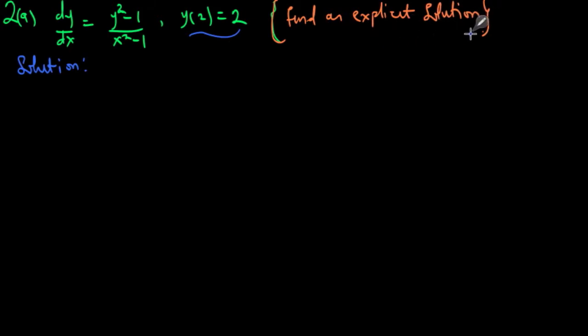Now, to find an explicit solution in this case, what we first do is we want to solve the differential equation so that we can find a general solution, after which we use the initial condition to find a particular solution. So what we have is dy/dx equals (y squared minus 1) all over (x squared minus 1). I only rewrote the differential equation back here.